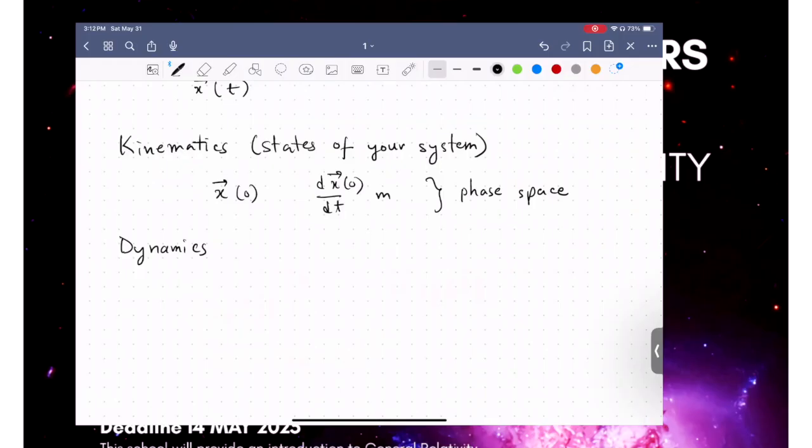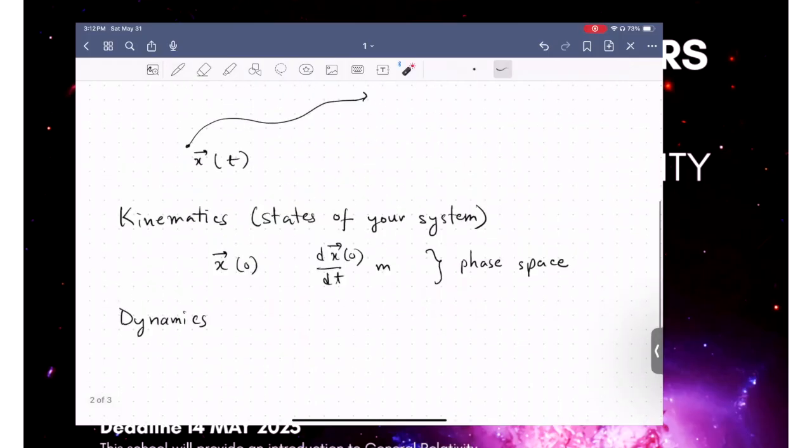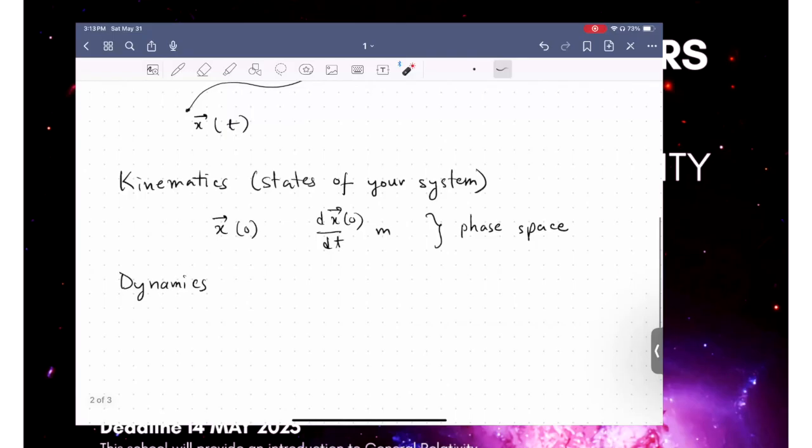So what does dynamics do? Dynamics simply means how the particle moves. When we're trying to understand a physical system, it's not just enough that we are able to describe the different states of the system, but we would also like to be able to describe how the system evolves with time. And that's where dynamics comes in.